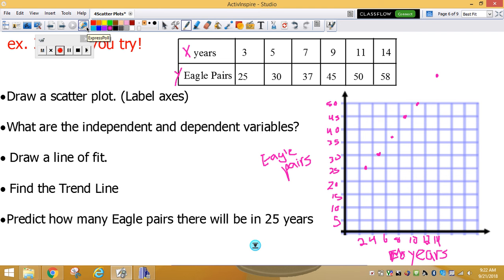So draw a scatter plot, label your axes. We did that. That's my scatter plot. Check. I've done this. What are the independent and dependent variables?